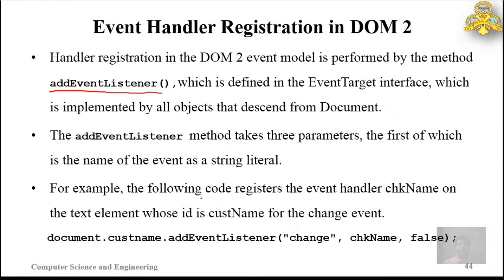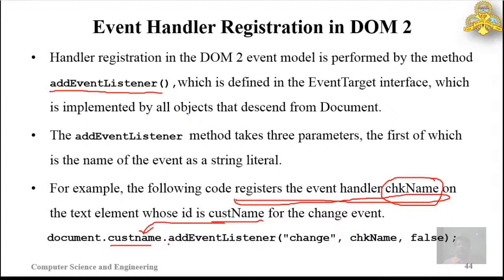So for example, here is to register the event handler chkName on the text element whose id is custName. We may consider it as the customer name. For the customer name, that is custName, I am adding an event for the change event. I am assigning the JavaScript event handler chkName, and here propagation is false. I am specifying the event propagation is false.